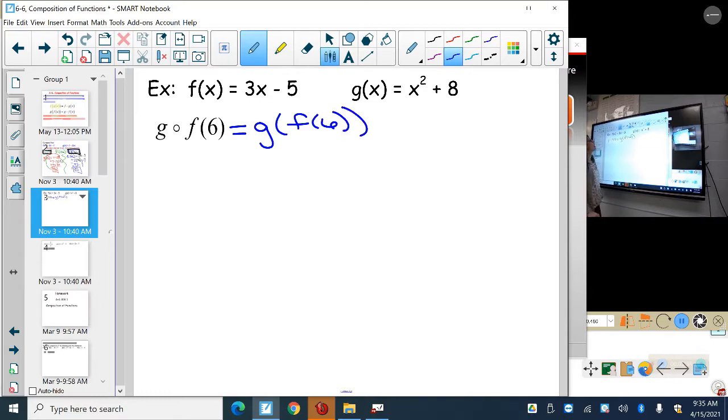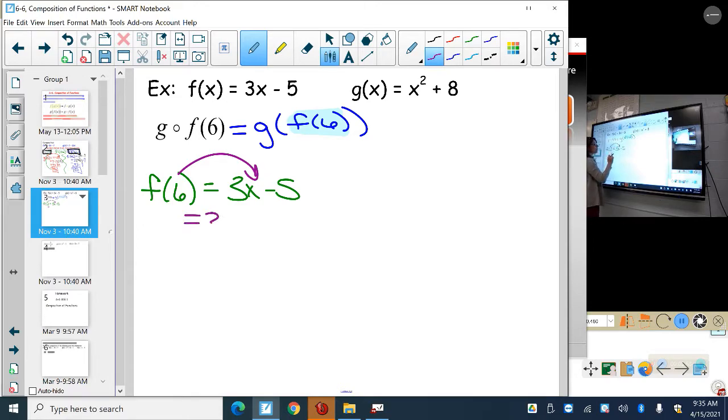Okay? And now we're going to work from the inside out. So if we're working from the inside out, I'm going to do f at 6. So I'm going to take my f function. My f function is defined to be 3x minus 5. And every place I see an x, I'm going to plug in the 6. So this is going to be 3 parentheses 6 minus 5.